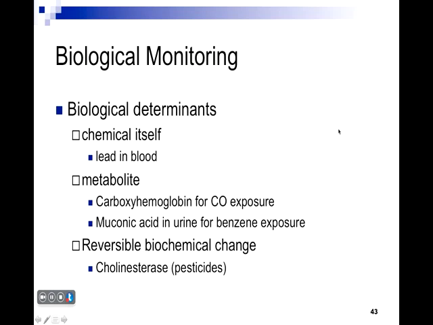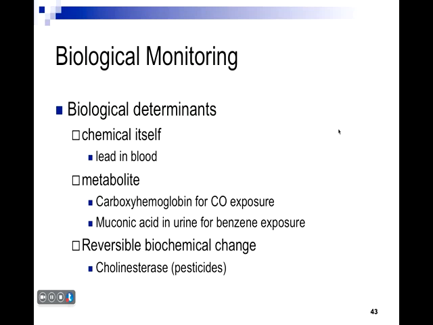But what are you measuring for with biological monitoring? Well, you have a couple of choices. You can measure for the chemical itself. For example, lead in blood. You can do a blood sample and measure for lead. Alternatively, you can measure for a metabolite of some exposure. Carbon monoxide, the metabolite is going to be carboxyhemoglobin, and that can be measured in the laboratory. If you're exposed to benzene, muconic acid, which is a derivative of benzene caused by metabolism of benzene, will be present in urine, and you can measure that. So that would be a method of biological monitoring.